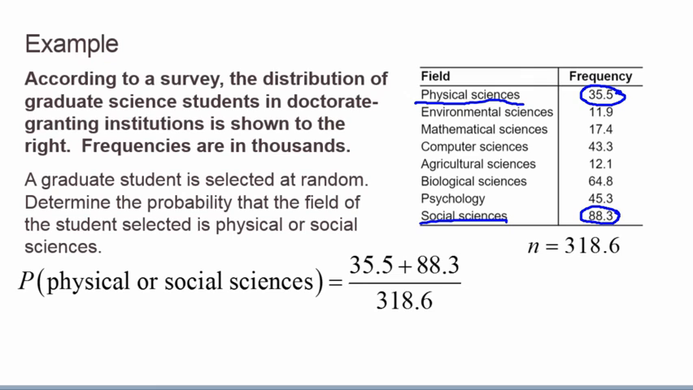318.6. If you type that into your calculator, make sure you put parentheses around your numerator so it will add before it divides. This equals 123.8 divided by 318.6, or you can go straight to the answer of 0.389. So there's a probability of 0.389 that the student selected is physical or social sciences.